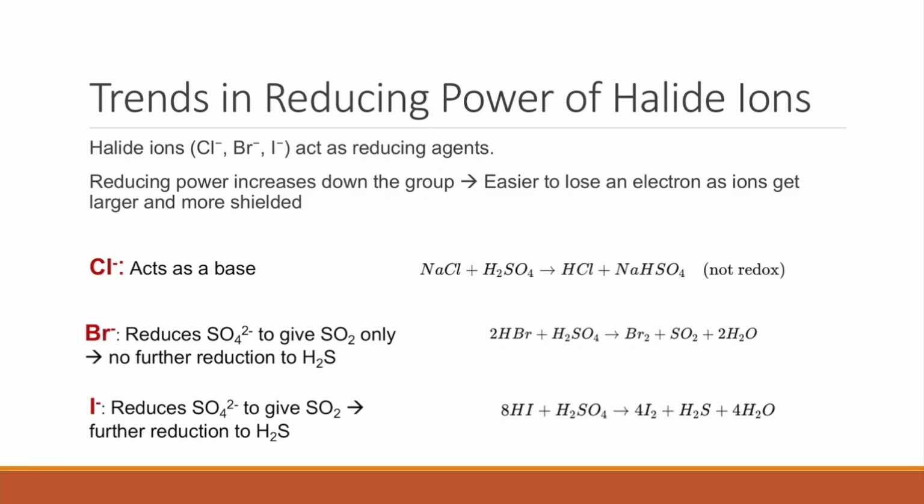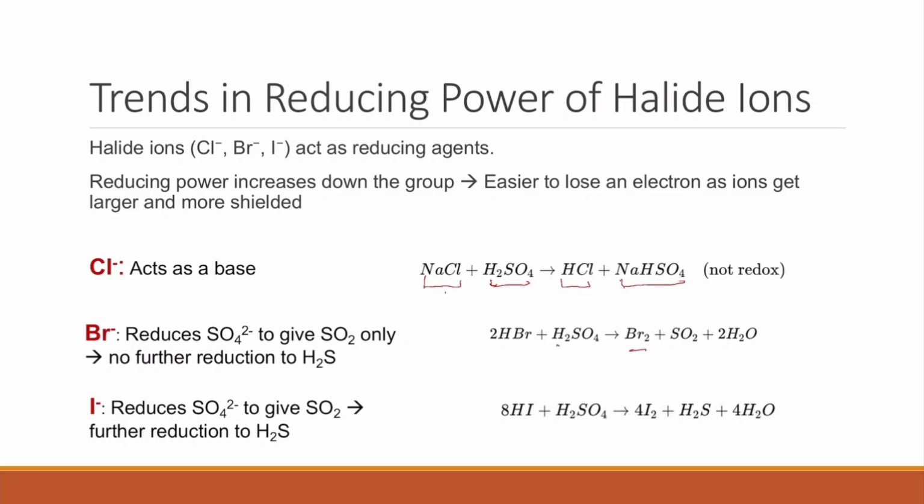For fluoride and chloride, when they react with sulfuric acid, they will only act as a base. If you react sodium chloride with sulfuric acid, that will give you hydrogen chloride and sodium hydrogen sulfate. So the role of the chloride here will be a base, because it will take a hydrogen from sulfuric acid, or it will accept a proton. So this is not a redox reaction. But if you react sodium bromide with sulfuric acid, it will now turn into a redox reaction. The bromide will get oxidized to give bromine.